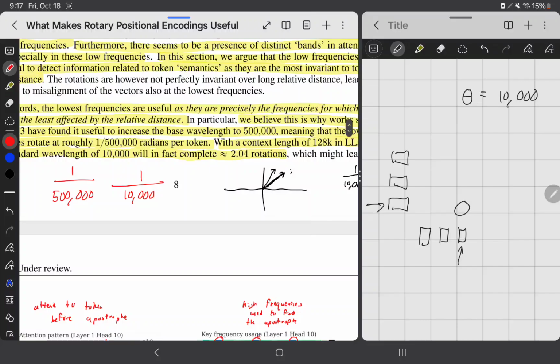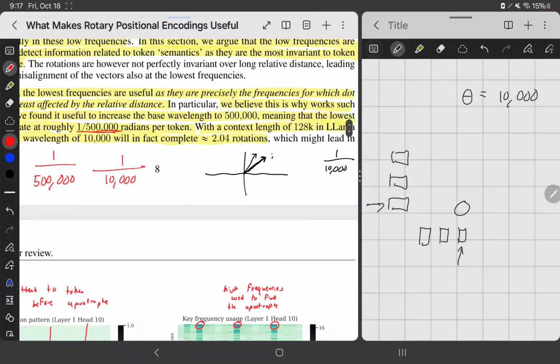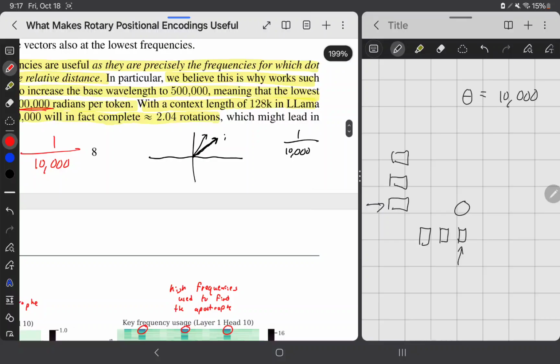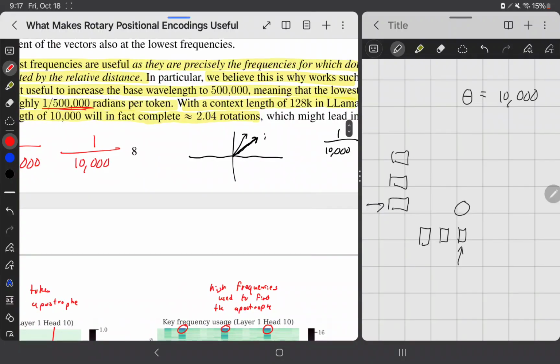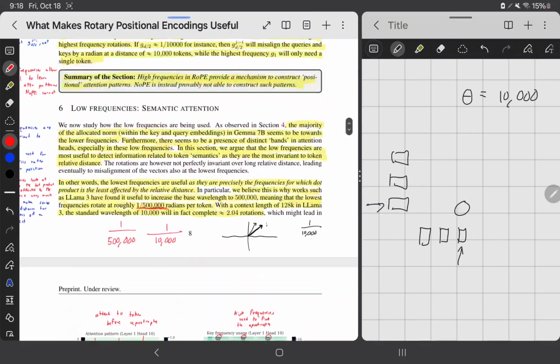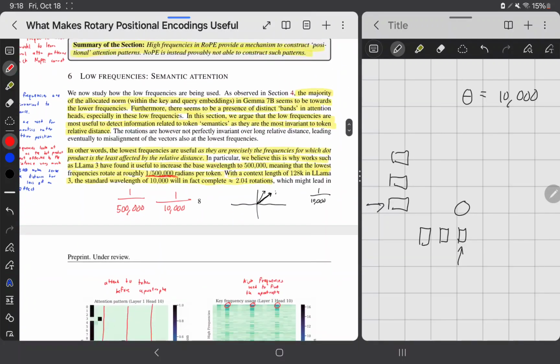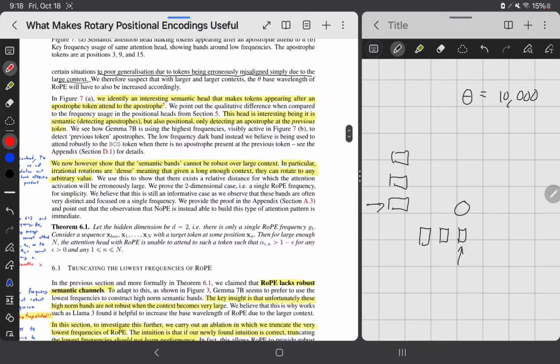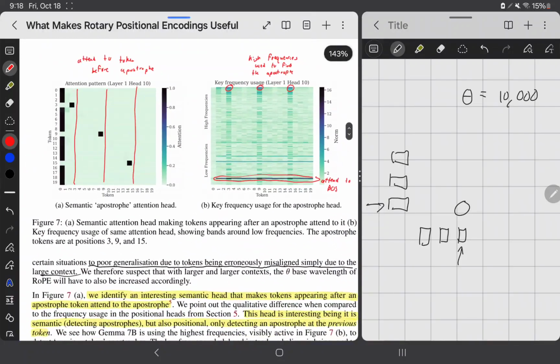And that's why 1 over 500,000 probably works better, because you rotate the vector a lot less than if you had 1 over 10,000. So you can probably extrapolate further, because changing the frequency makes it rotate a lot less. You can increase the number of tokens, and it'll still retain the semantic information. So this is basically the argument behind low frequencies. It's only using semantics because the rotations are very small. In some cases, you get some interesting mixes here.